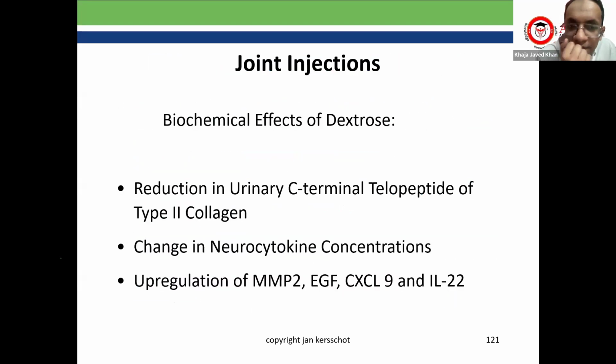In case of a joint, I showed you. Let me see. Here it is. Biochemical effect, that's joint injection. And if you want to know the mode of action, here they are. But this is for joint injection.